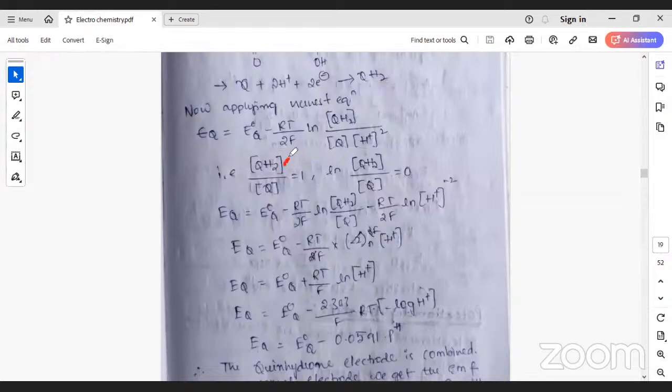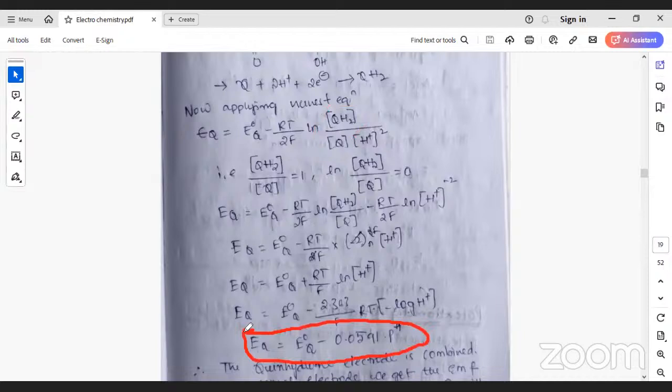But QH2 is a solid and Q is a solid. Both are solids, therefore the activity for solids is equal to 1. So ln of 1 is equal to 0, and that value will be substituted. E_Q is equal to E naught Q minus RT by F ln of QH2 by Q minus RT by F ln of H plus. In this equation, one part is written and the 1 by H plus squared is written as another part. Simplifying, we finally get E_Q is equal to E naught of Q minus 0.0591 pH.